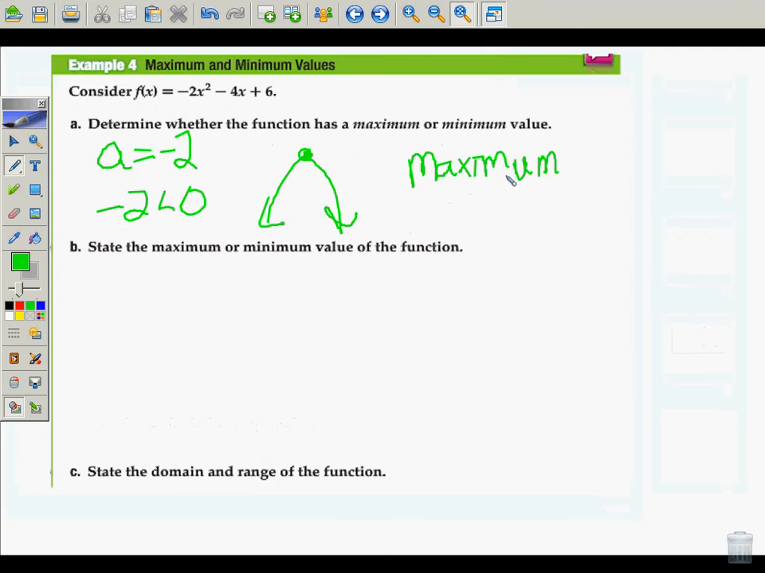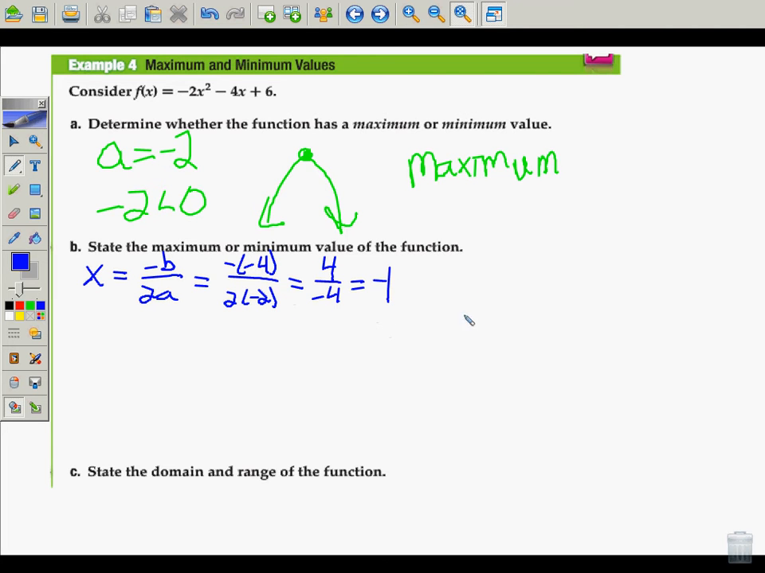Now, to find the maximum or the minimum, I've got to find the vertex, because the vertex is always the max or the min. So first I'm going to find the x value of my vertex, which I find by finding my axis of symmetry. B is -4, so I get minus -4 all over 2 times -2, which gives me +4 over -4, which gives me -1. I know the x value of my vertex is -1.